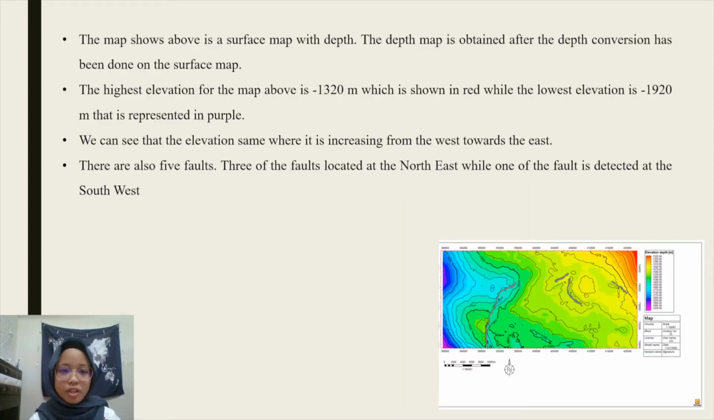We can see the elevation is the same, where it is increasing from west towards the east. There are also 5 faults detected. 3 of the faults are located at the northeast, while 1 of the faults is detected at the southwest. That's all from me, thank you.